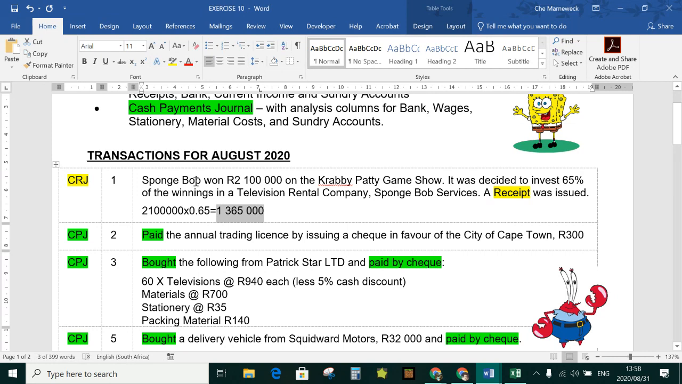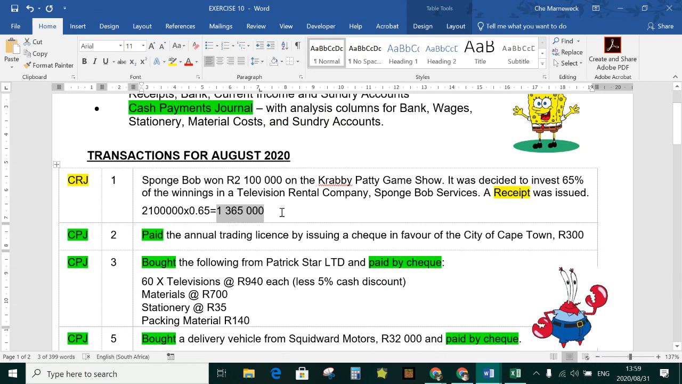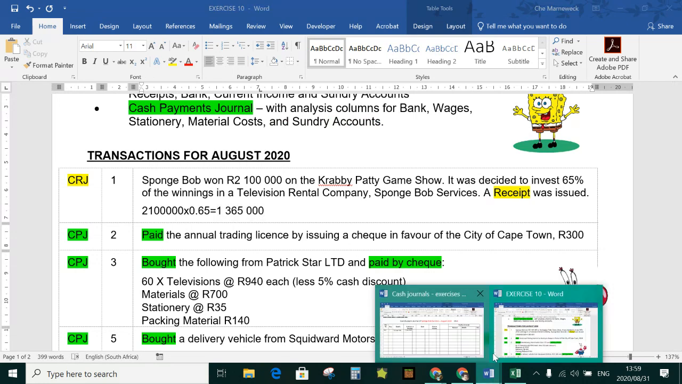We know the owner's name, SpongeBob. We know that a receipt was issued. They haven't told us the receipt number, so we're going to start with receipt number 1. So doc number 001, this is happening on day 1. We're getting the money from SpongeBob. How much money is he investing in the business? 1,365,000. Do we receive more money on day 1? We have a look. No, there's only one transaction for day 1.